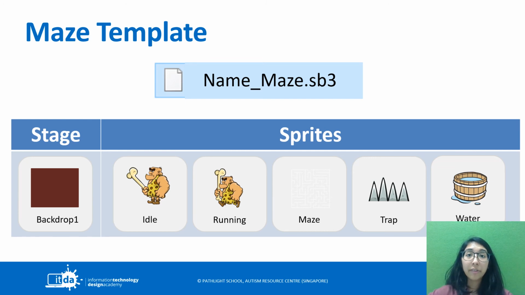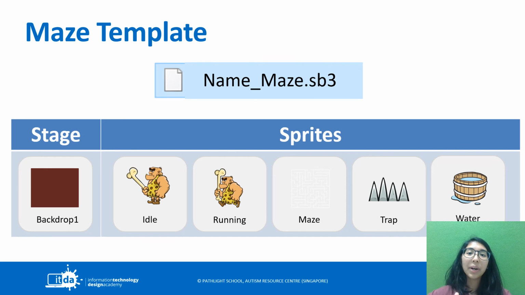The idle caveman, the running caveman, a maze sprite, so this sprite is actually the maze itself, a trap sprite, and a water sprite. Now for today, part 1, we are not going to code the trap sprite. That is the only sprite we are not going to code. The trap sprite is for part 2. We are going to code the other sprites for part 1 except the trap.